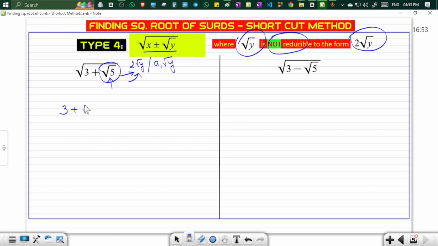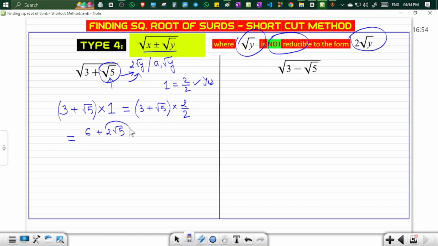Write down 3 plus root 5. If I multiply by 1, does it make any difference? No, right? And can I write down 1 as 2 by 2? Yes, right? So 3 plus root 5 all into 2 by 2. Okay, is it good? So multiply the terms. 6 plus 2 root 5.